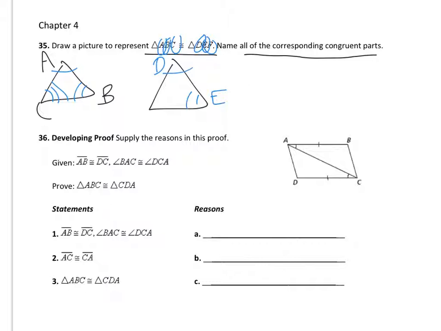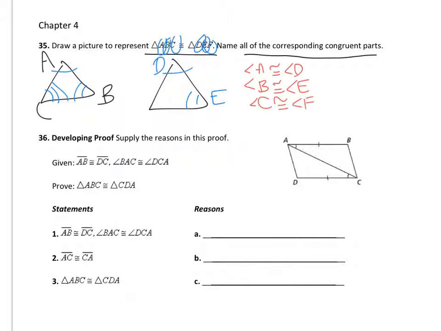So if I name all the corresponding parts, I have to write the angles are congruent. So angle A is congruent to angle D. Angle B is congruent to angle E. Angle C is congruent to angle F.